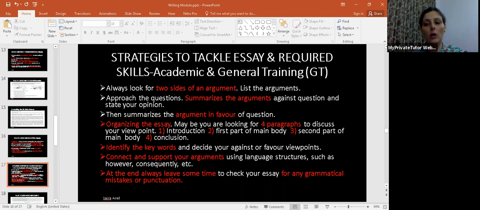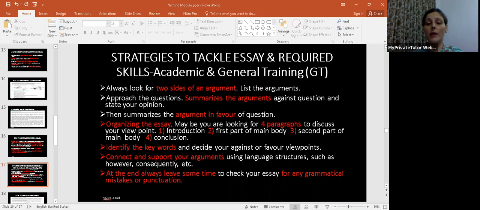Then how are you going to organize your essay? Four paragraphs, as I told you. Your viewpoint, now introduce, the first main part of the body, the second main part of the body, and the conclusion. Simple. And that's going to make you touch 250 words at least, maybe 260 to 270, but at least that.